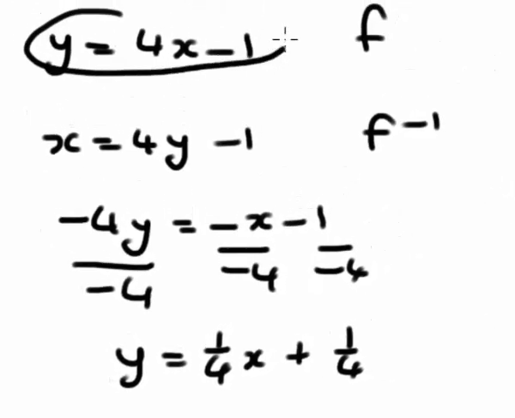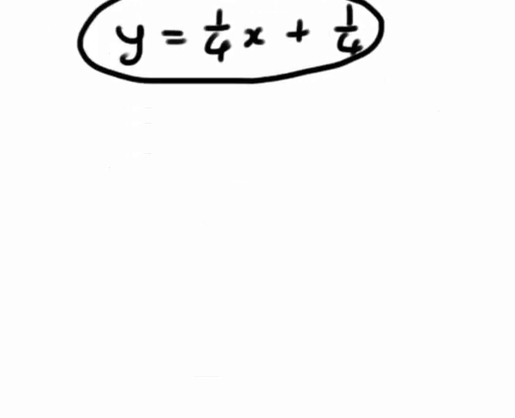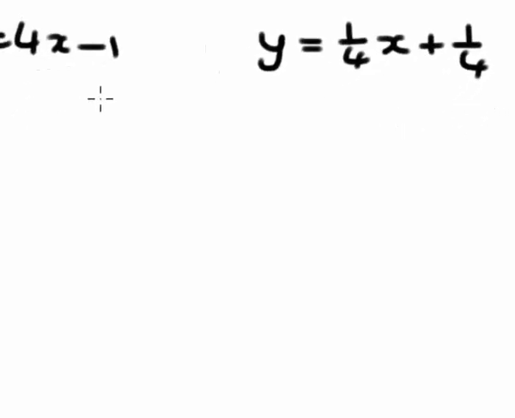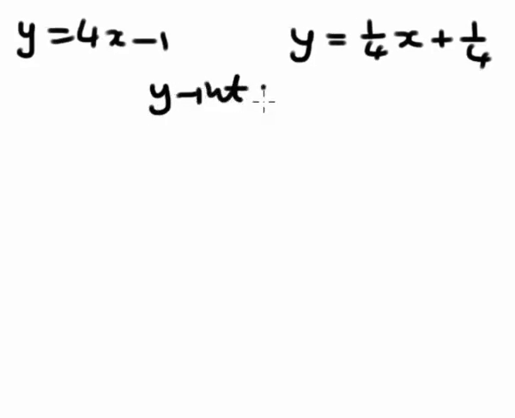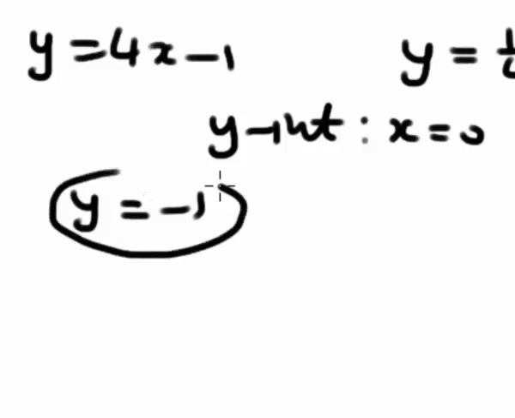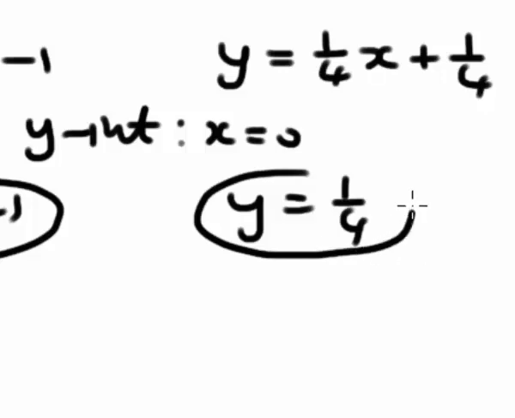So let's draw the graphs of these two guys. Okay, so we will look at the x and the y-intercept. So y = 4x - 1, and y = 1/4 x + 1/4. What's the y-intercept here? Well, we let x be 0, so this is -1 for this guy, and this one will be y = 1/4 for this guy.